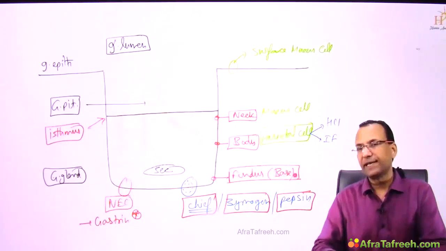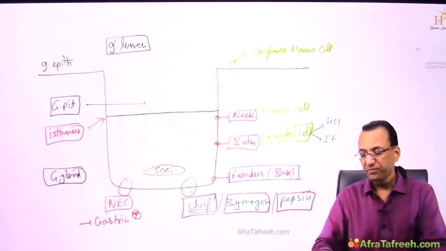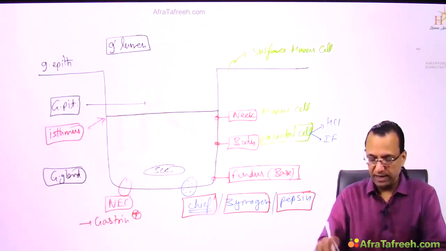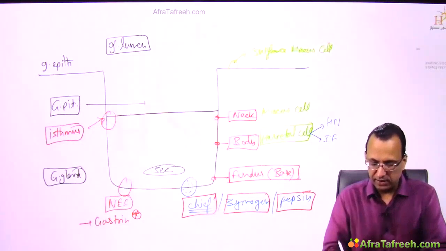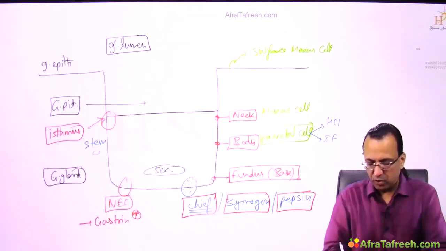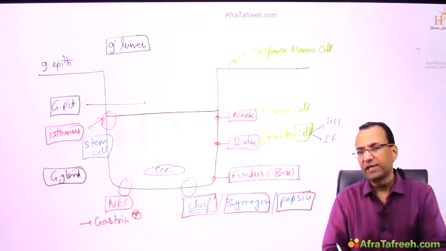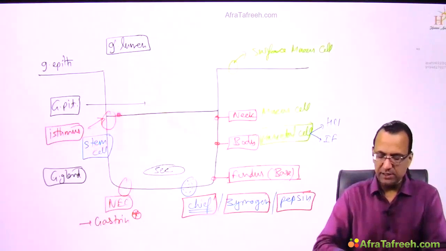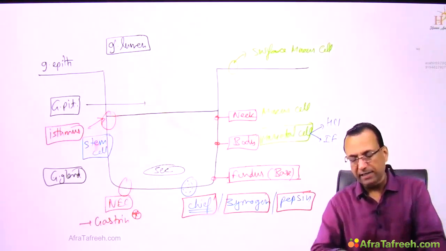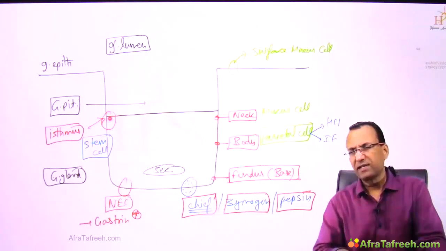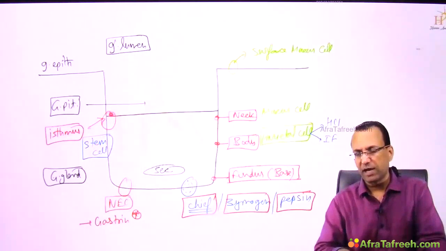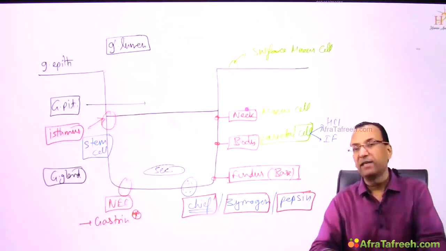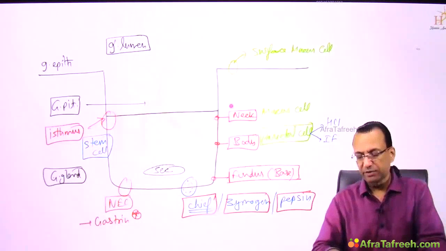Now there is one cell which is at the isthmus region. Which cell is there at the isthmus region? We call it the stem cell. Now, the stem cell, which we say is at the isthmus region, is it only at the isthmus region? No, it is not like that. You have to understand, predominantly it is at the isthmus region, otherwise it can be at other places also. Actually, any of these cells can be anywhere, but they have some predominance.